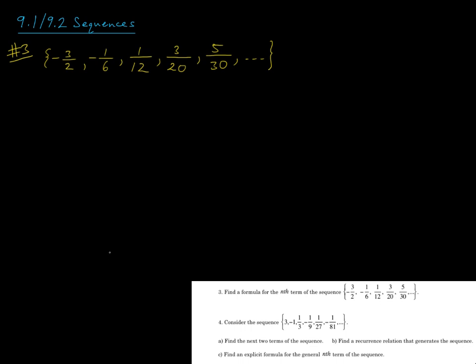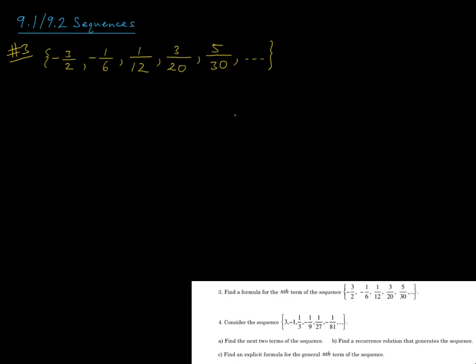And next up are questions 3 and 4 from the 9192 worksheet. So for problem 3, it says find a formula for the nth term of the sequence whose first few terms are -3/2, -1/6, 1/12, 3/20, 5/30, so on and so forth.